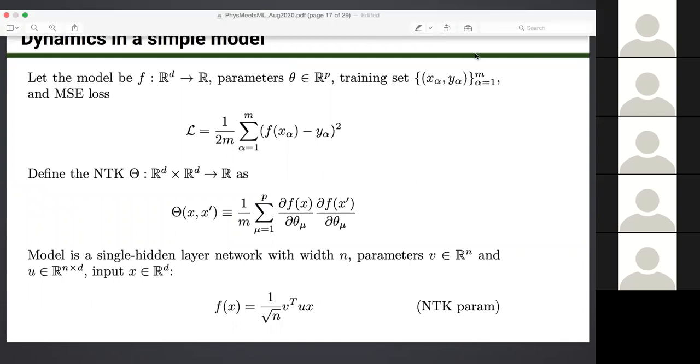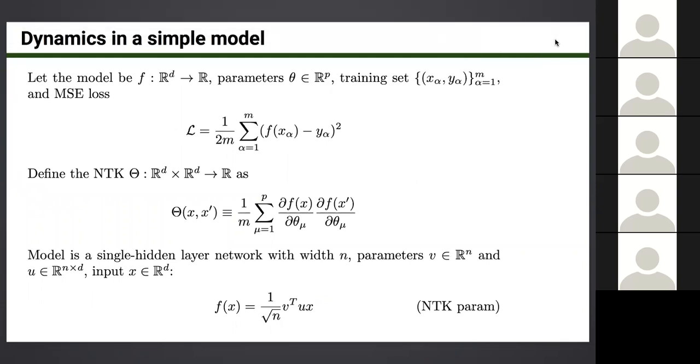So let me go through the highlights of the simple model, which recovers the catapult phase. The most general setting, which I'll have one slide about, is the following. We have our model that maps from R^D to a scalar R. We have parameters which are in R^P, and we have a full training data set. We're using MSE loss, and this was the definition of the NTK, now with the 1/m out in front that I mentioned earlier.